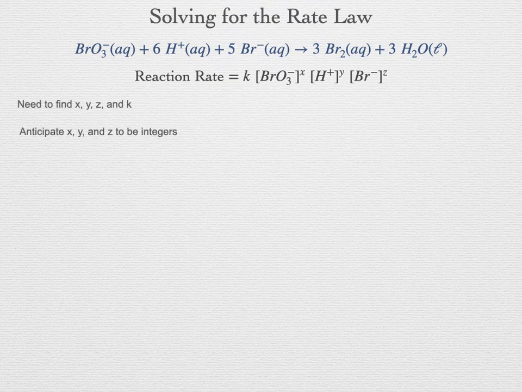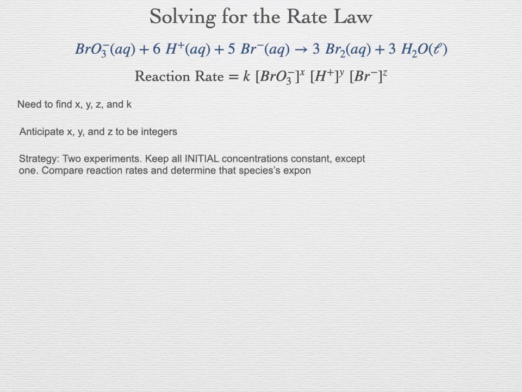Well, we will start by focusing on the exponents x, y, and z, and we will anticipate them to have integer values. The experimental strategy we will pursue will be to perform 2 experiments where temperature and all except one concentration are all held constant. The temperature being constant ensures that k is the same in both experiments.